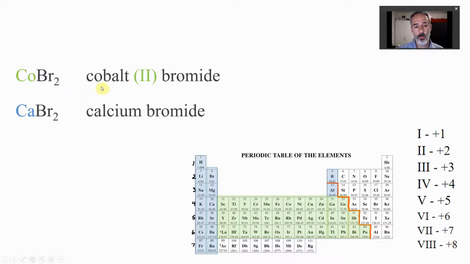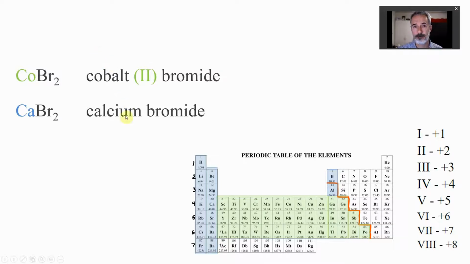I have cobalt bromide and calcium bromide. You notice that the cobalt bromide needed the Roman numeral and the calcium bromide did not. Now before we get to why, and I think you know why, it's because cobalt's a transition metal and calcium's not, I want to point out how you would say a name with a transition metal, because it's important to be able to communicate as a chemist. You would simply say cobalt 2 bromide, not cobalt Roman numeral 2 bromide, not cobalt plus 2 bromide. You would just say cobalt 2 bromide.